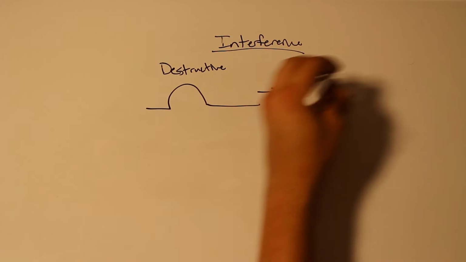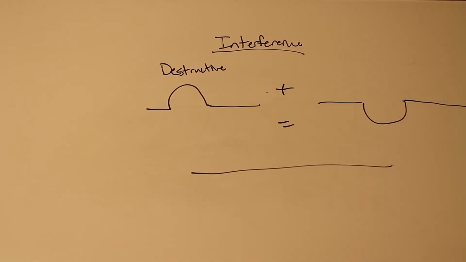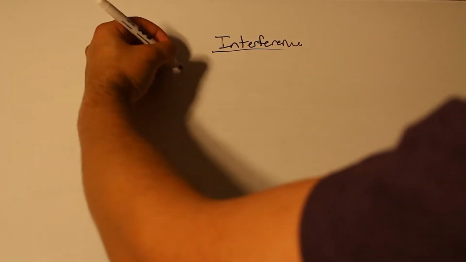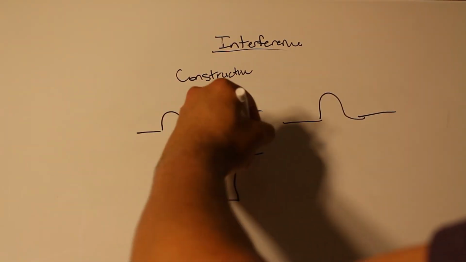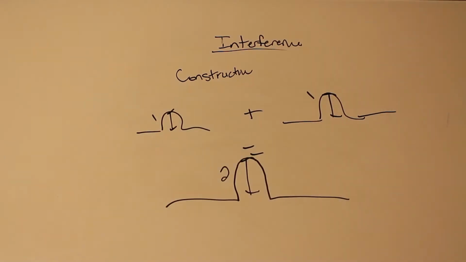Next, we have to look at interference. There are two types of interference, constructive and destructive. True to its name, destructive interference will destroy two waves that hit each other. This happens when a crest hits a trough, or, for sound, a rarefaction hits a compression. Constructive interference is the opposite. When two compressions or two rarefactions hit, they amplify each other.